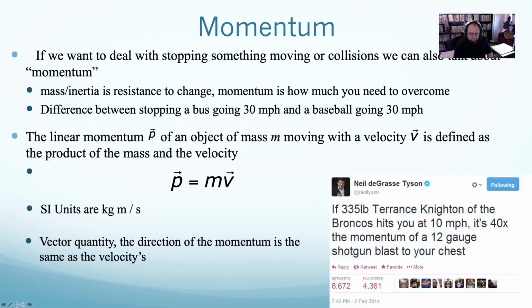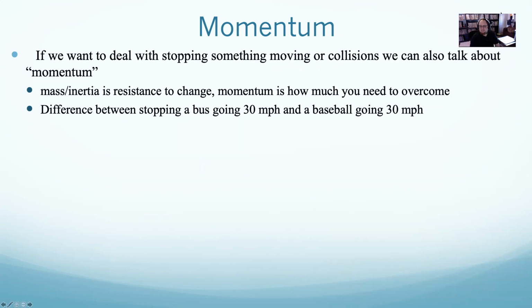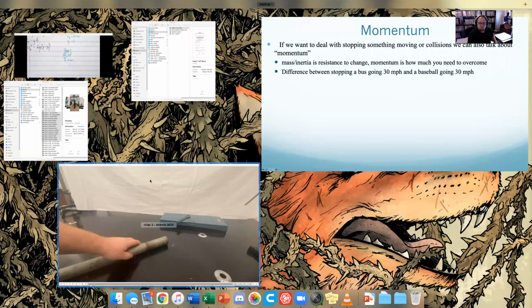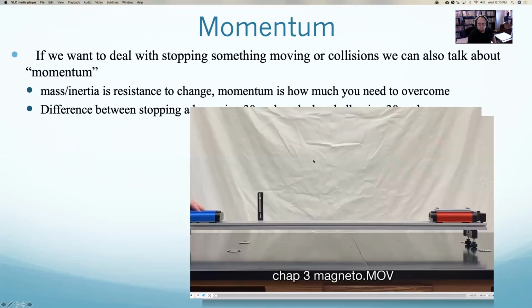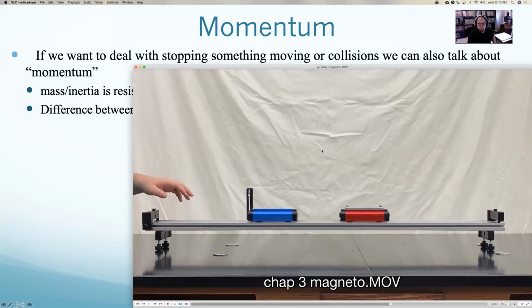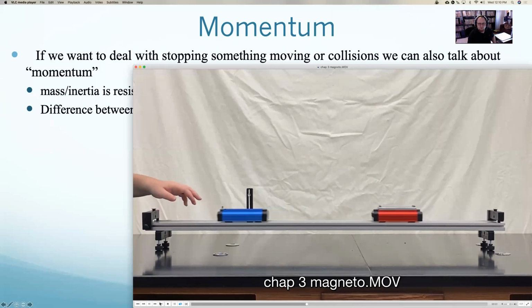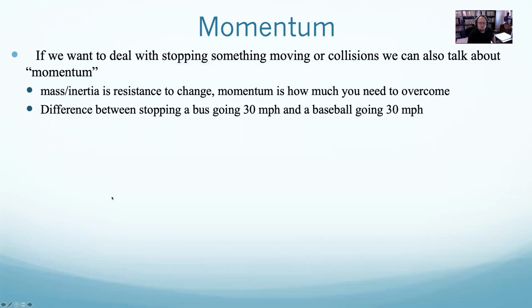The other thing I need to talk about with this chapter is the idea of momentum. Anytime you want to stop something that's moving, or make something that isn't moving move, or you just have a collision, if I take two objects and say, hey, look, these two things bounce off each other like so, you're going to have to deal with the idea of momentum.